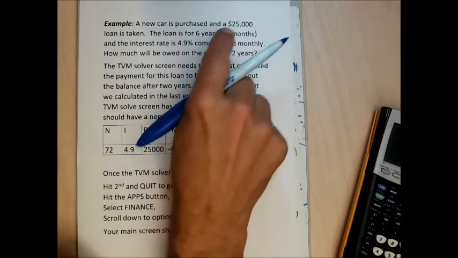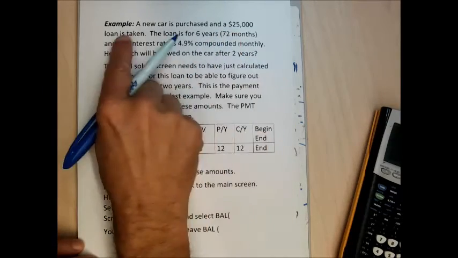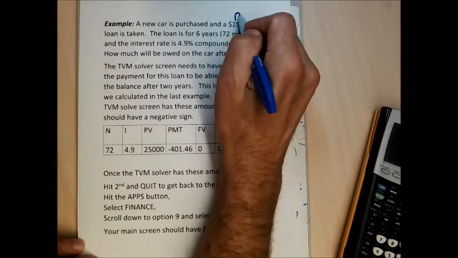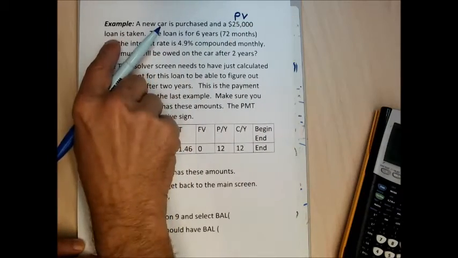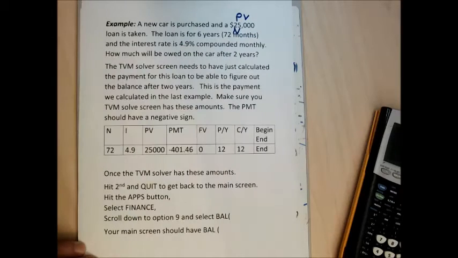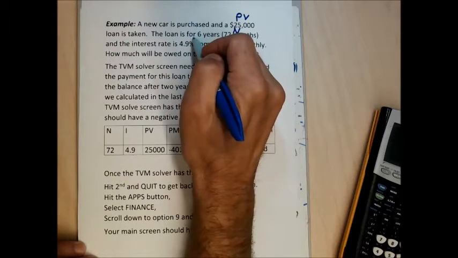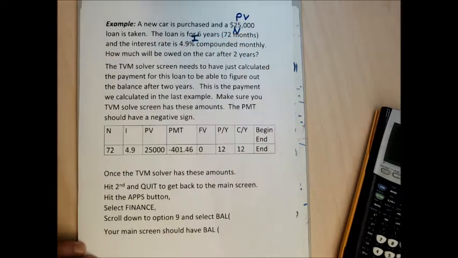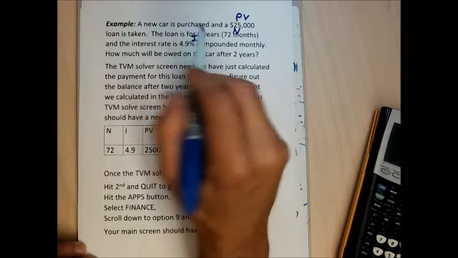So a new car is purchased for $25,000. That feels like a PV. A loan is taken for 6 years or 72 months. The N is 72. The interest rate is 4.9% compounded monthly. How much will be owed after 2 years?